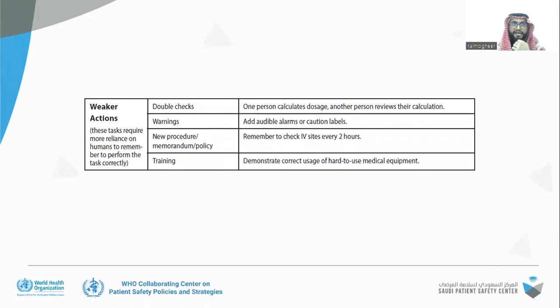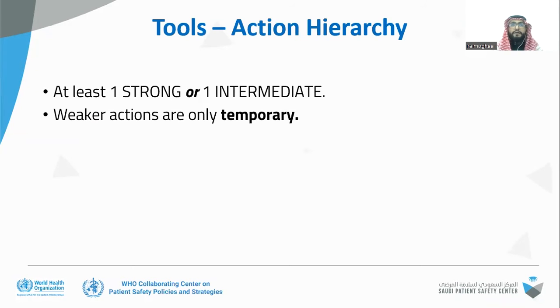Coming to the weaker actions, they have more reliance on humans, and that's why they are considered weaker actions. Humans tend to forget, to be replaced, a new staff will come, he will make the same error again. So they are considered weaker actions. For example, the double checks. One person can calculate the dose and another person reviews the calculation. Warnings, training, all of these are considered as weaker actions.